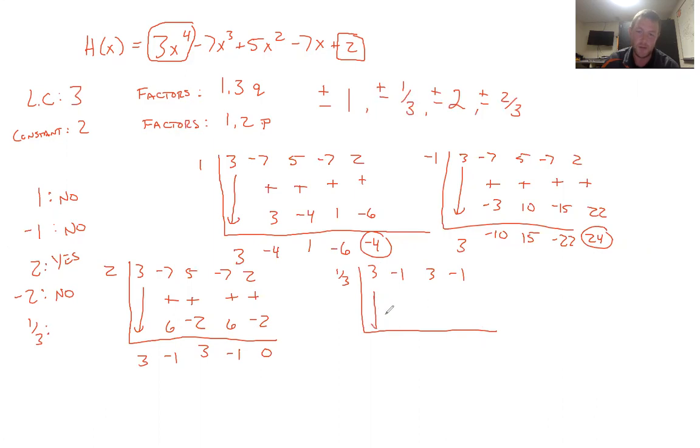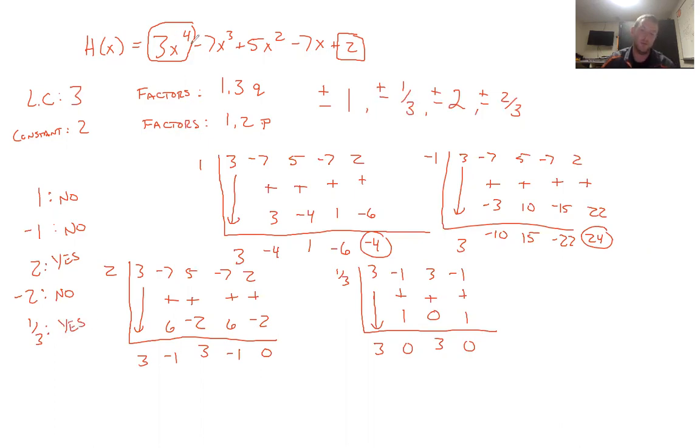Okay, so bring down the 3. 3 times 1/3 is 1. 1 plus -1 is 0. 0 times that is 0. 3 plus 0 is 3, and 3 times 1/3 is 1. And 1 plus -1 is 0. Okay, so again, I got a 0. So 1/3 is yes. So I got 2 of them.